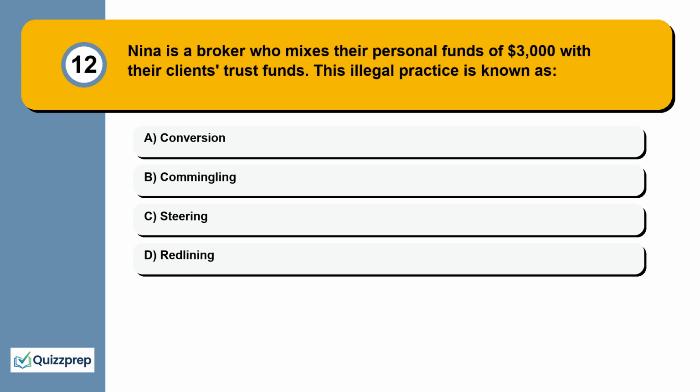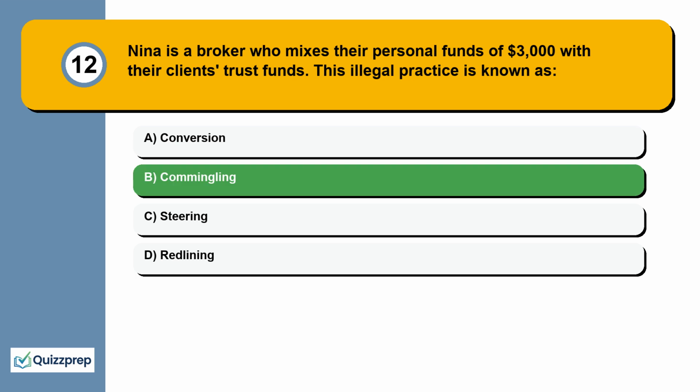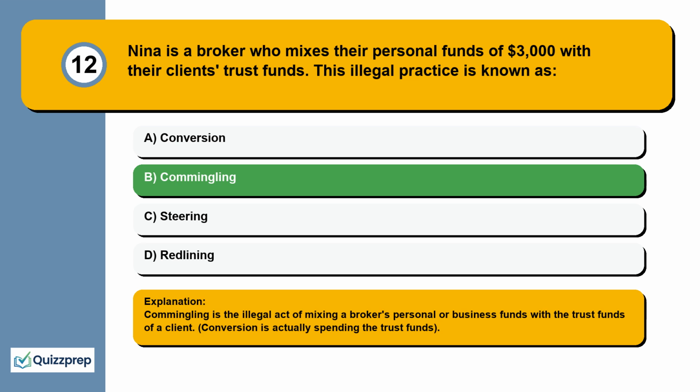Question 12. Nina is a broker who mixes their personal funds of $3,000 with their clients' trust funds. This illegal practice is known as conversion, commingling, steering, redlining. Commingling is the illegal act of mixing a broker's personal or business funds with the trust funds of a client. Conversion is actually spending the trust funds.